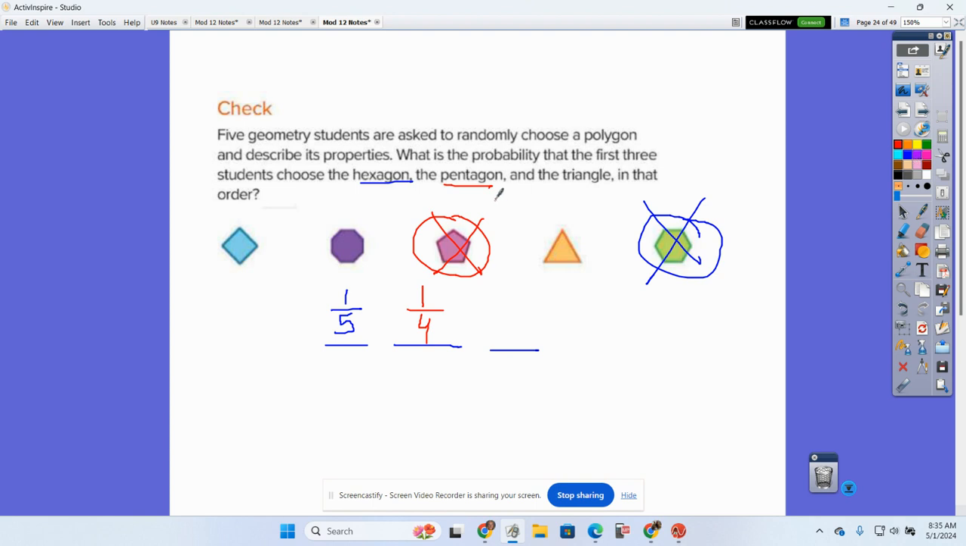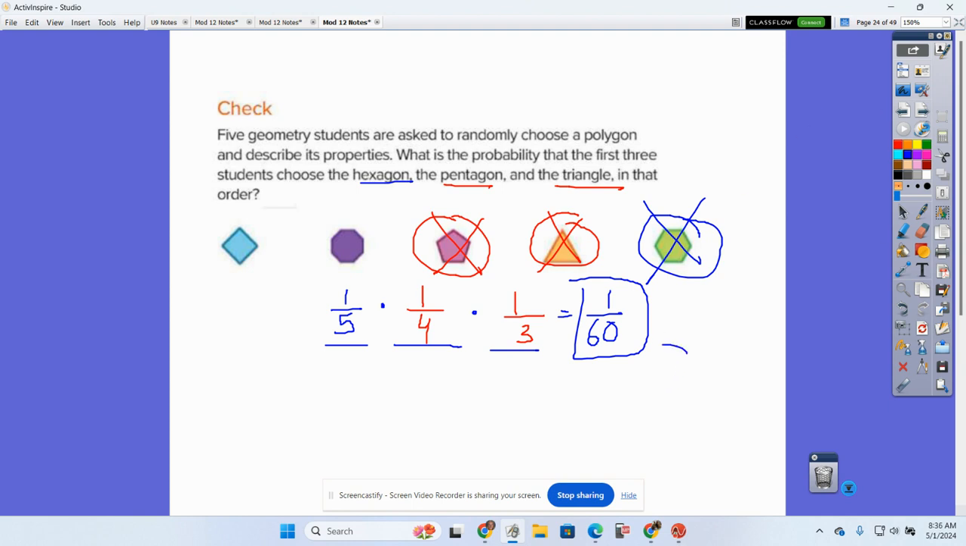And then my next student wants to choose the triangle. So the triangle is right here. You have a 1 in 3 chance of choosing that triangle. And so that's what that would be. And just like the fundamental counting principle, we could be just doing 5 times 4 times 3 and figuring out there's one possibility of this happening. But this is what you're doing. And if you multiply that, you get 20 times 3 is 60. And so you get a 1/60th probability of that occurring.